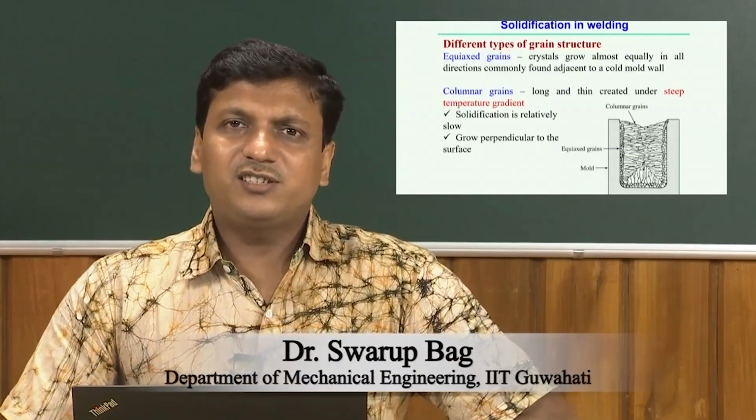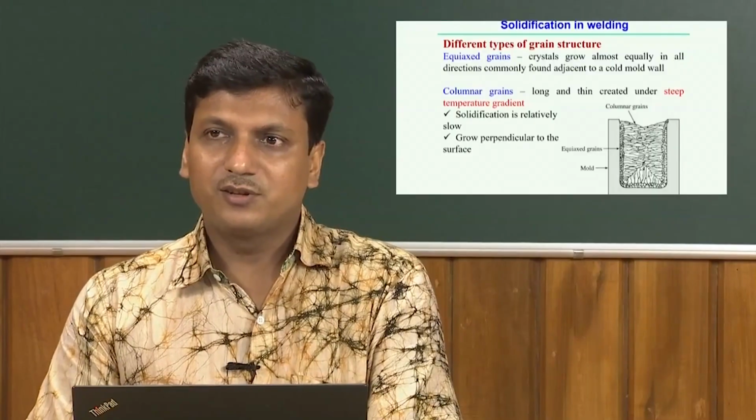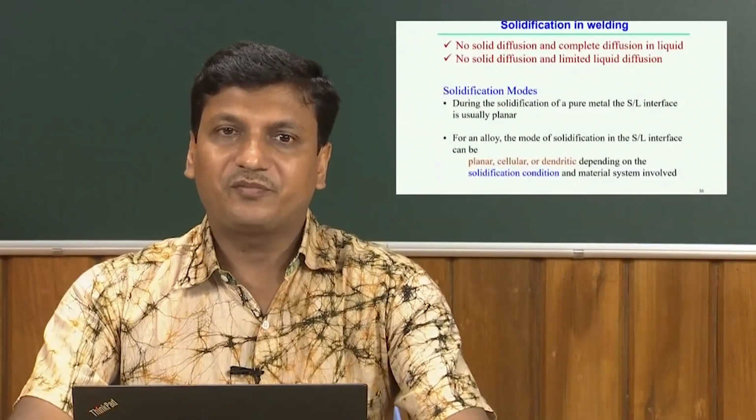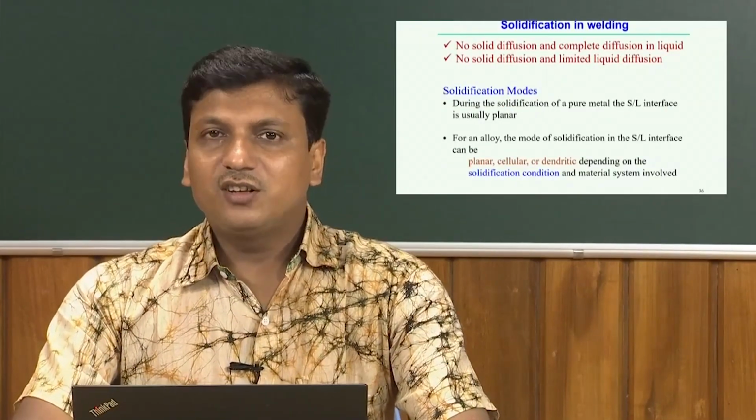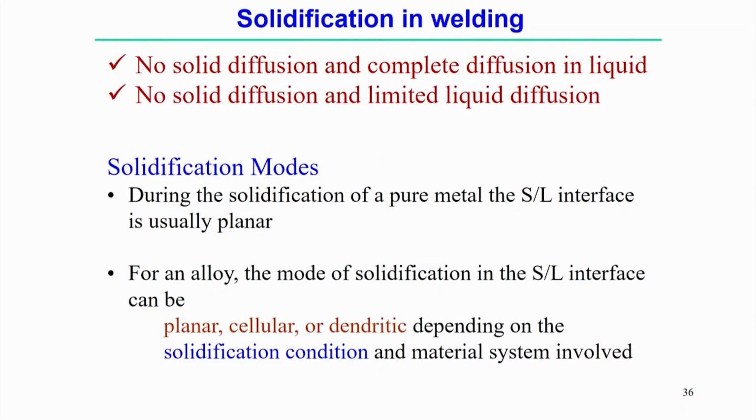So, this is the kind of grain structure we normally observe in the solidification process. Here we can find other types of binary alloy system, but here no solid diffusion and complete diffusion in liquid we generally observe, and in one case no solid diffusion and limited diffusion is also observed. In that case the behavior of the solidification becomes more complicated. So, these two types of solidification behavior are beyond our scope.